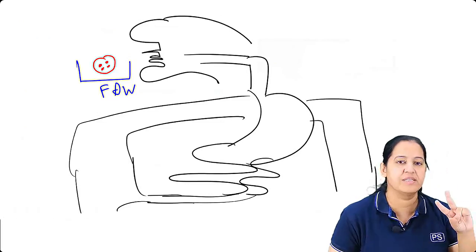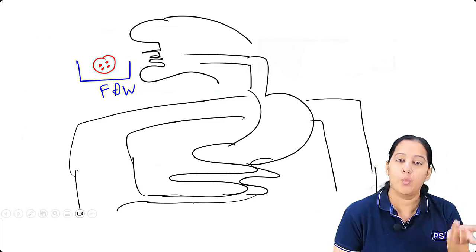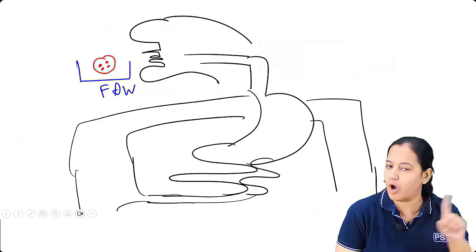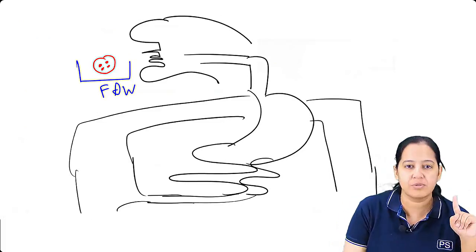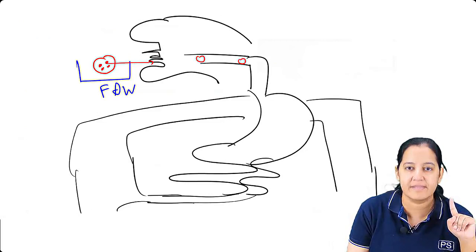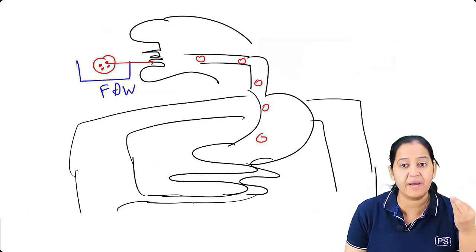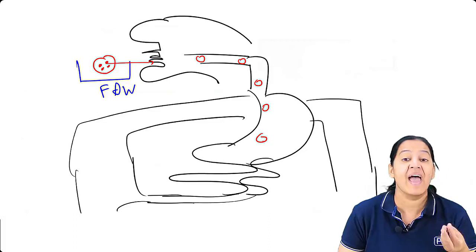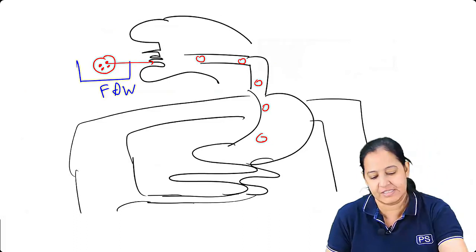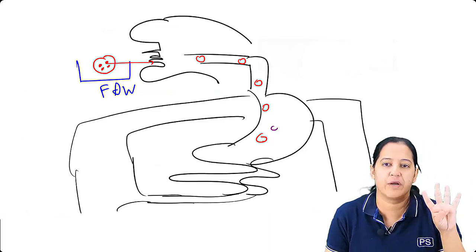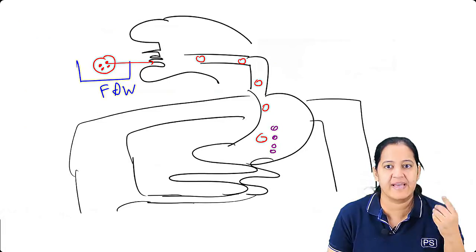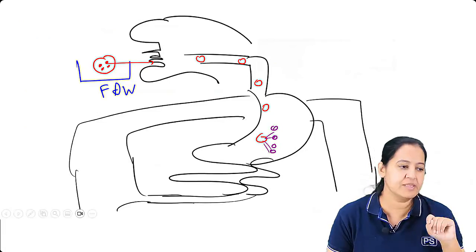Here I can see two things. What is the route? It's ingestion. What is the infective form? Quadrinucleate cyst. It's not trophozoite, it's not precyst. Please learn. So this cyst will go inside, and in the stomach, excystation occurs. From one cyst, four trophozoites will come. This is known as excystation.